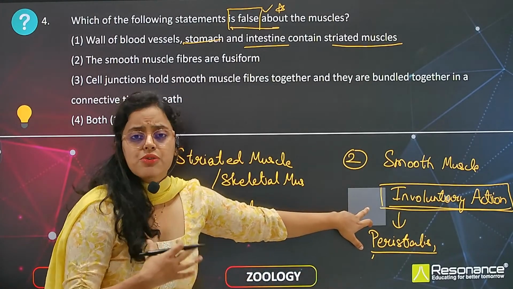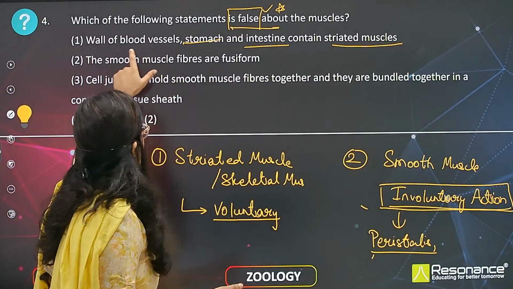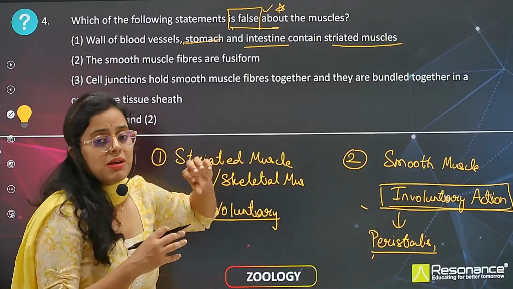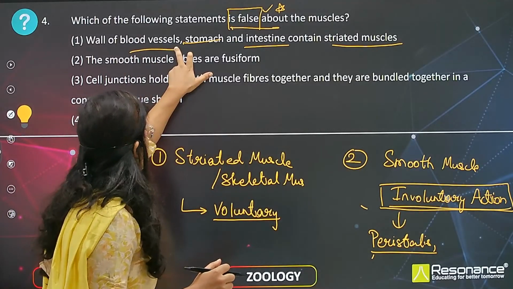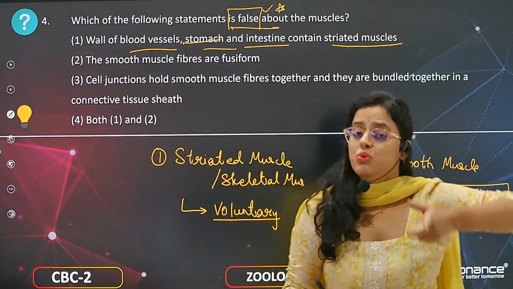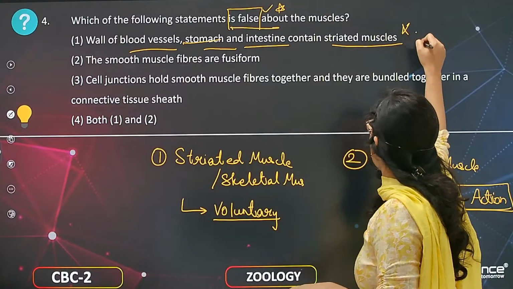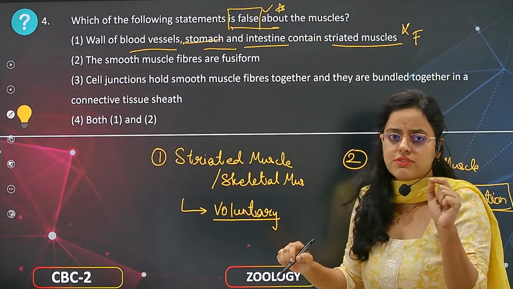This is not controlled by our will, right? So here the blood vessels, the wall of the blood vessels, the blood has to flow, right? The wall of the blood vessels or stomach and intestine consist of smooth muscles, not striated muscles. So this is a false statement. So write it over there. It is a false statement.